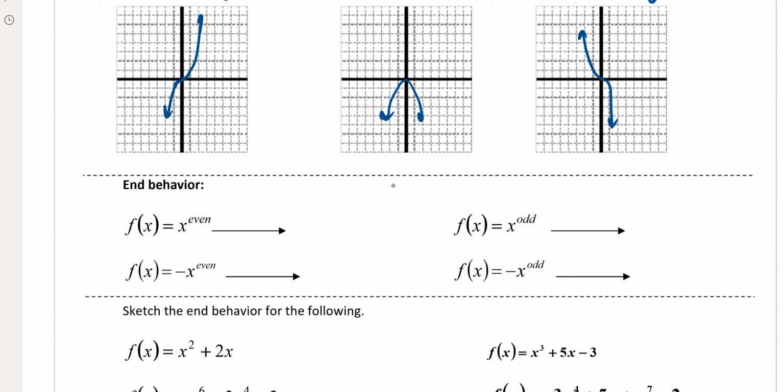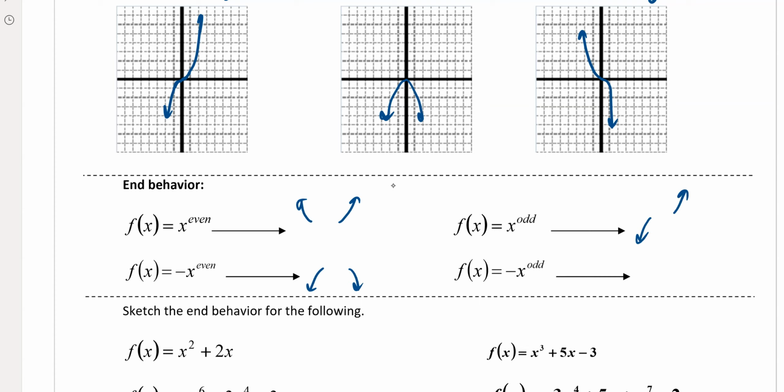If it's even, we know it's going to be this. If it's negative even, it would look like this. So it's just a reflection about the x-axis. If it's odd, it would go negative, positive. And if it was negative with an odd, it would go positive, negative. So you know what it looks like.